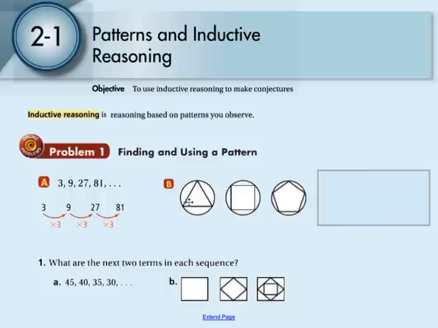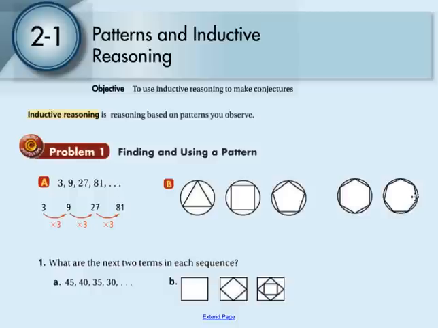In this example B, we have a circle that circumscribes a triangle, and then we have a square, and then we have a 5-sided figure, or a pentagon. So the next two things in the pattern would be a 6-sided figure and a 7-sided figure, a hexagon and a heptagon inside the circle.